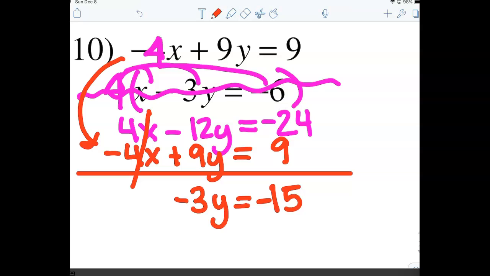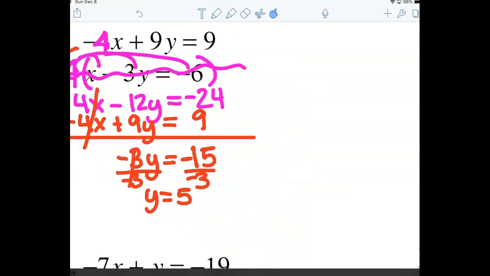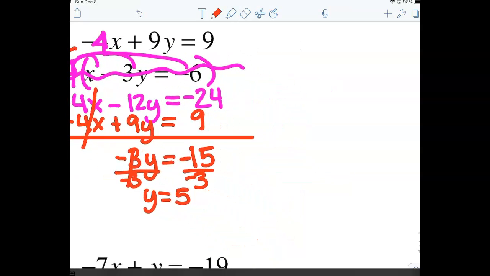So I want the y alone. So I'm going to divide by negative 3. I'm going to divide by negative 3. I get y equals 5. This is not your answer. You need to keep going. You need to plug in and find your x, and you get that in parentheses.